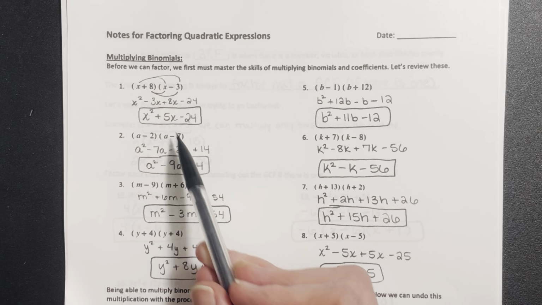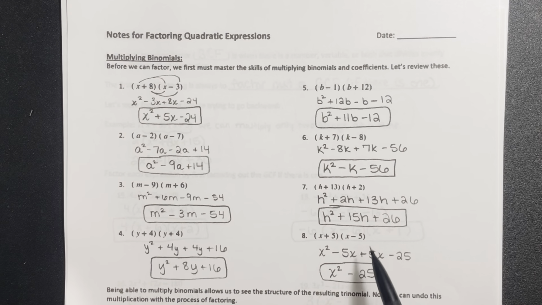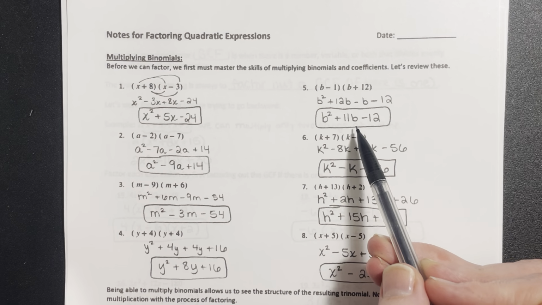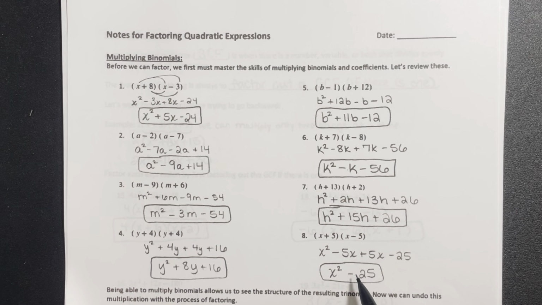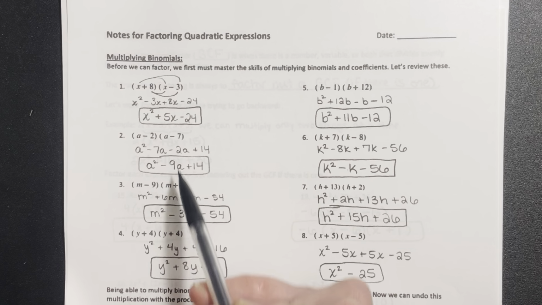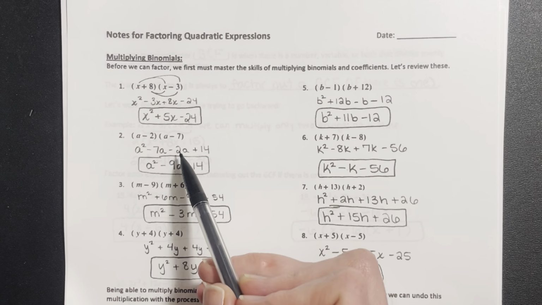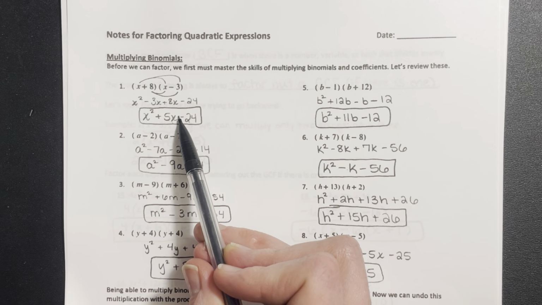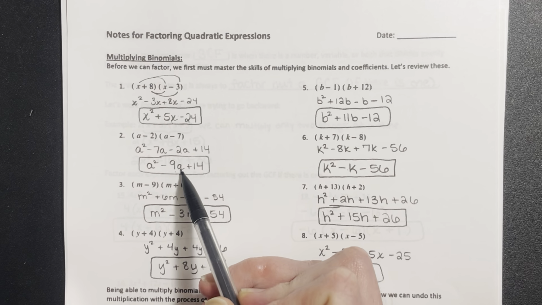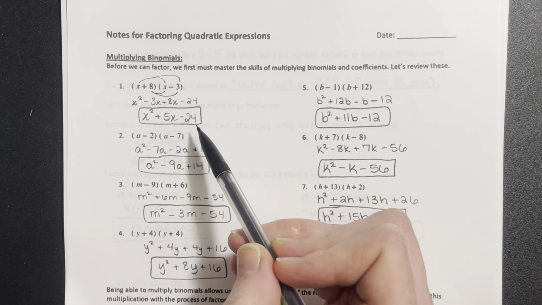Then we have this middle term that is called our linear term. All of these, except for the last one, had a middle linear term that added to be something like 5x or negative 9a, negative 3m. That is all a linear term because that x is to the first power, or that variable is to the first power. And then there's a constant term.